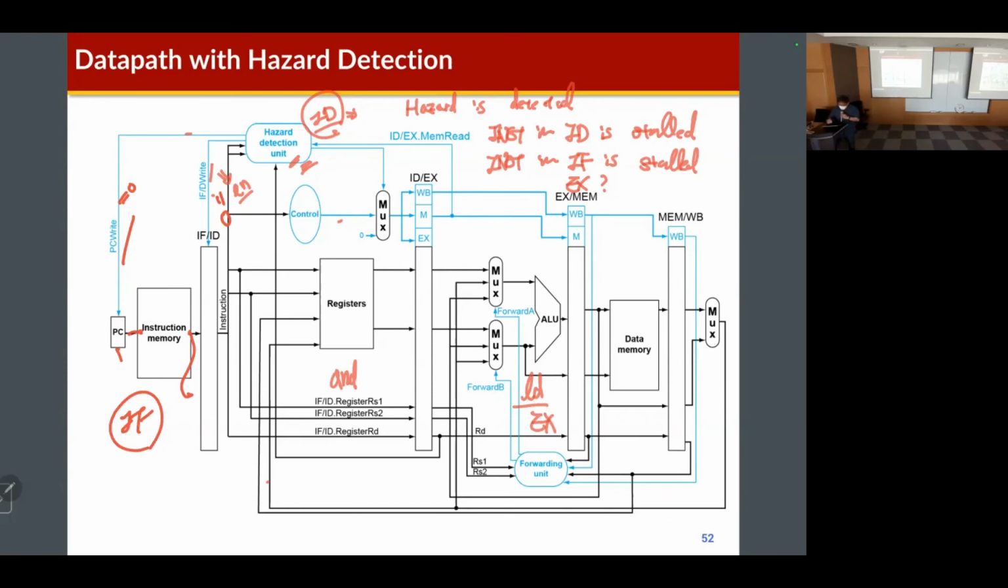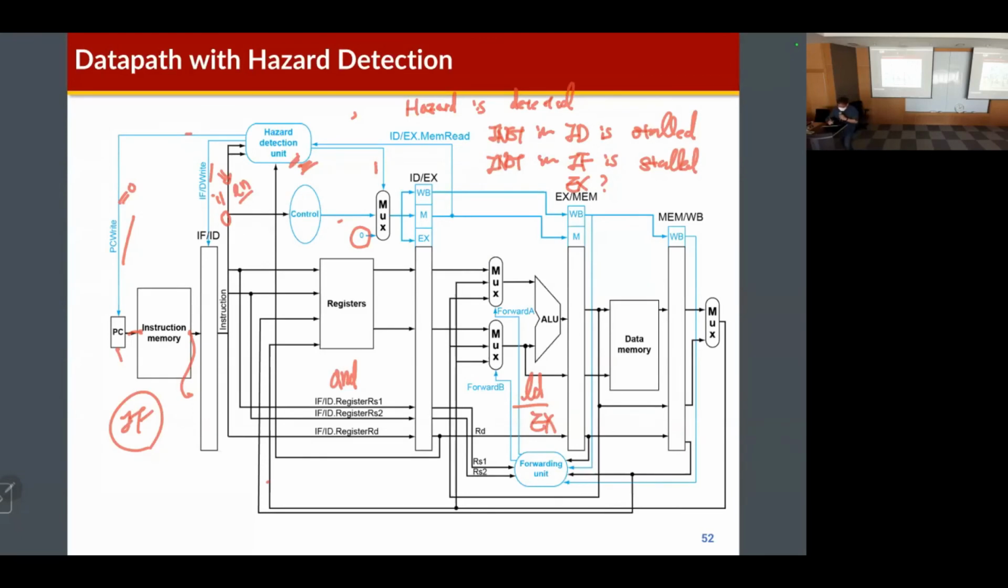And then, if you see the output of the hazard detection unit here, you can find another output. Another output of the hazard detection is the zero to the EX stage. Here you can find the 0 and you can find a MUX here. Which means that if this signal is activated, so it's a 1, then all control signals become zeros. Then we can generate a bubble in the EX stage. So these are the outputs of the hazard detection unit.